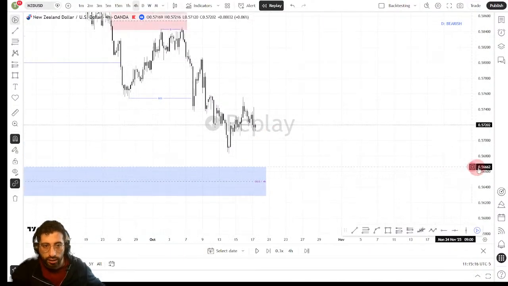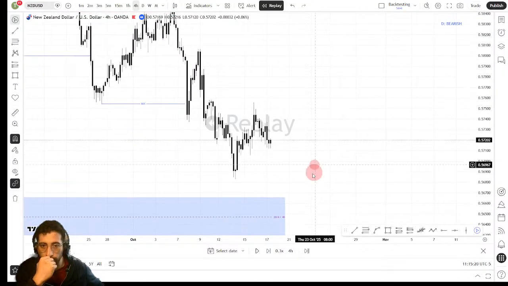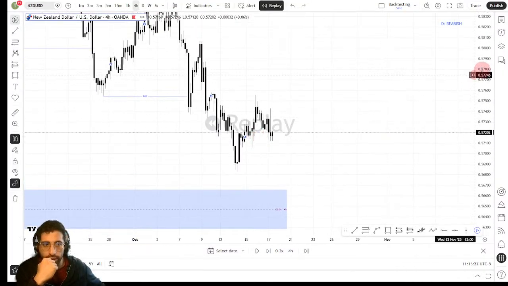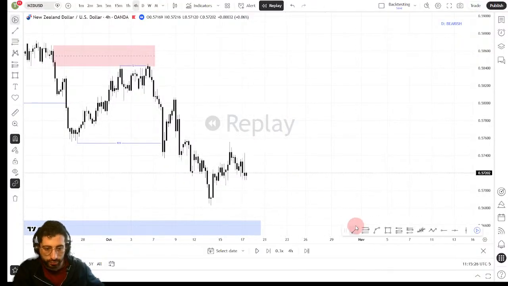at least in lower time frames, because those are the time frames we work with. So this is what I would expect. We have here a strong high in the 4-hour time frame.